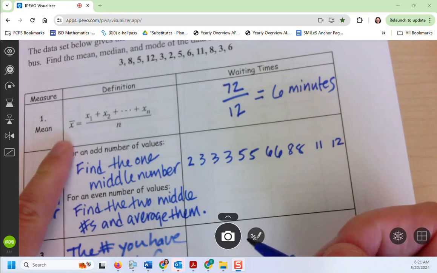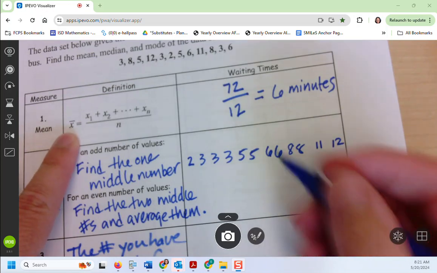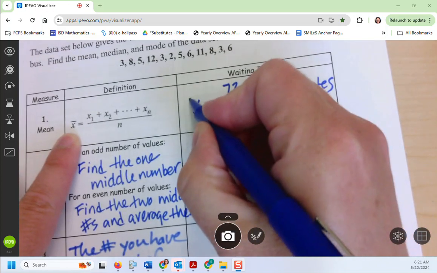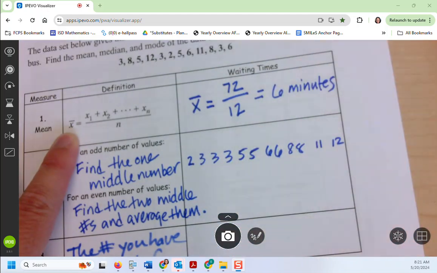Do you see this notation right here? This notation is the notation for mean, is x with a line on top. All right, so if you see that, I'm asking you for the mean.